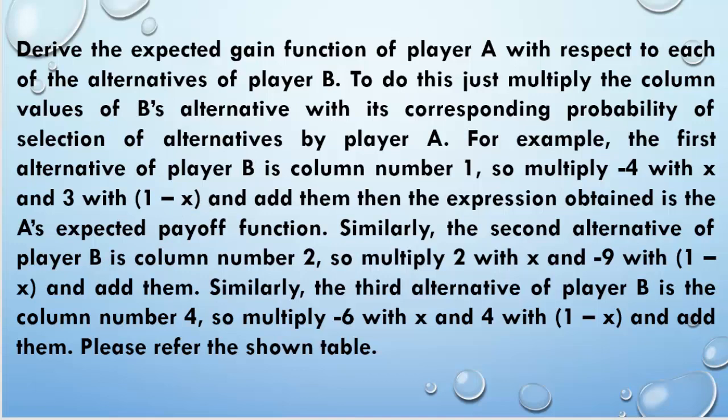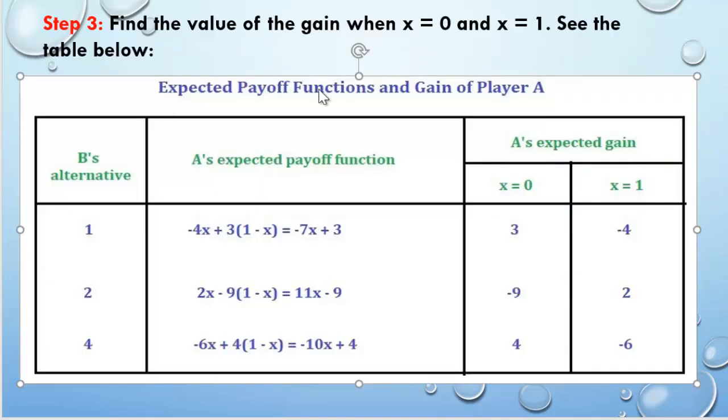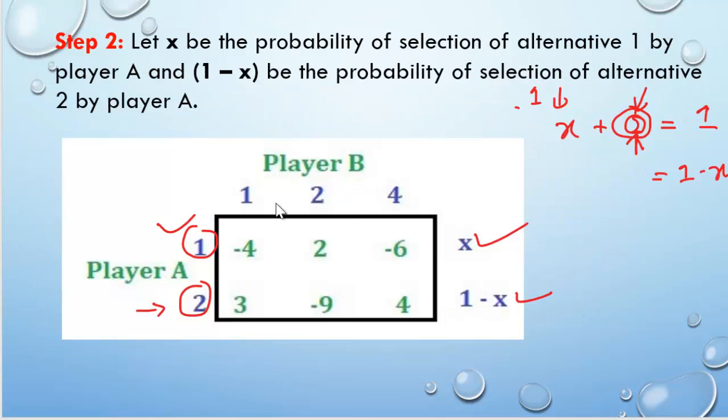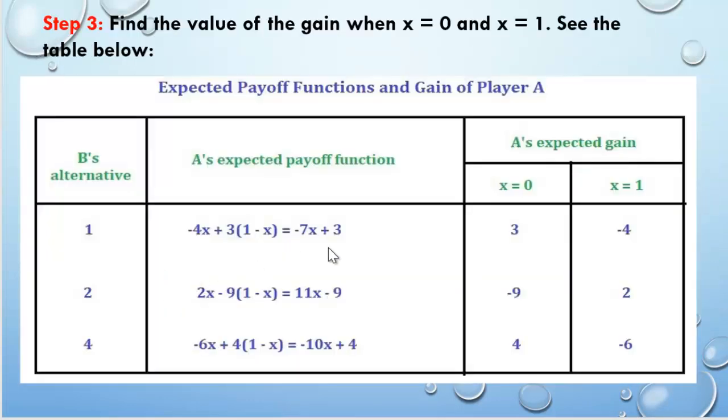Now after this, we move on to step three. In step three, we calculate A's expected gain if B chooses either column 1, 2, or 4. B can choose column 1, 2, or 4, and I have player A's expected gain function. With that, I will calculate its expected gain, because I want to see, whatever B plays, how to maximize the gain.